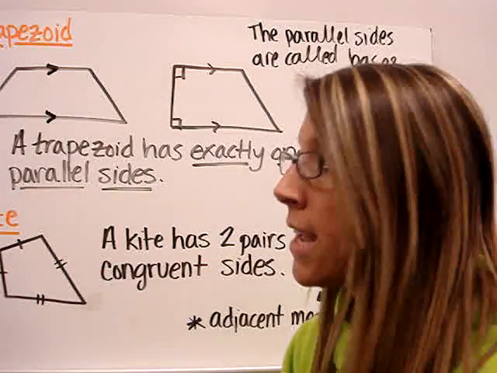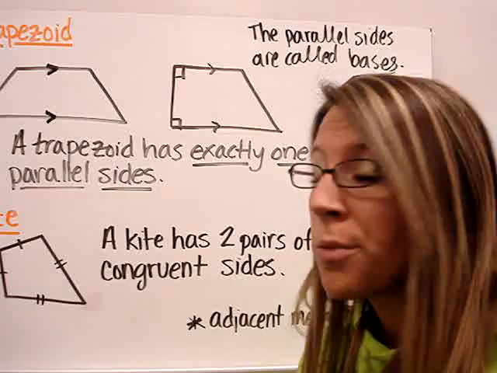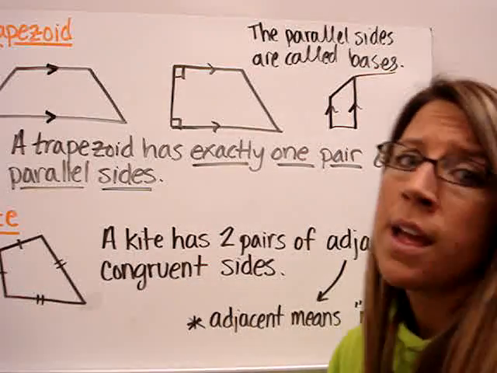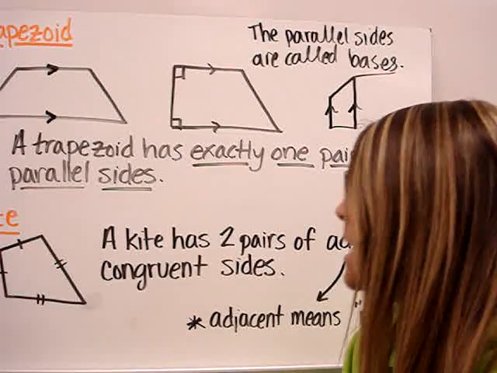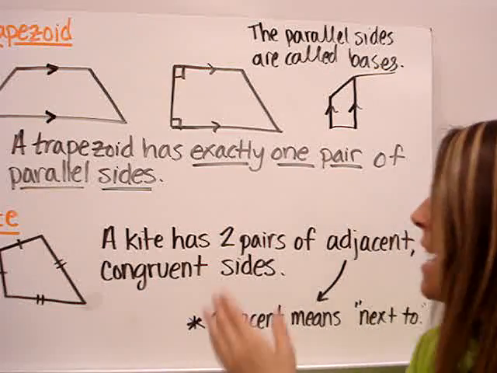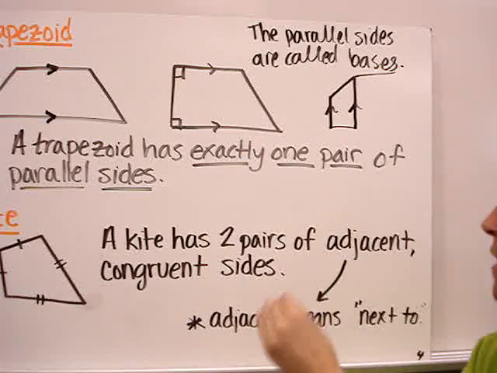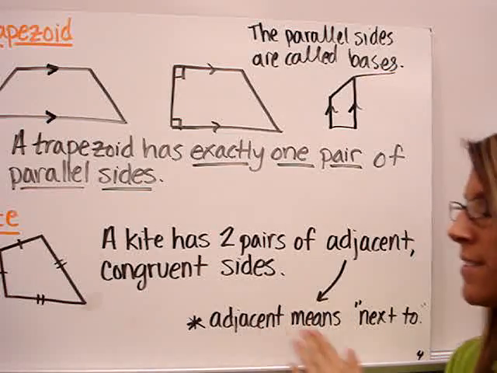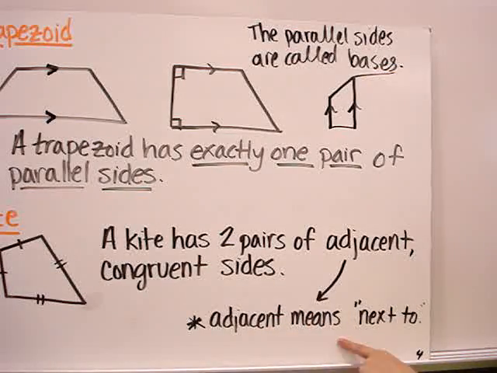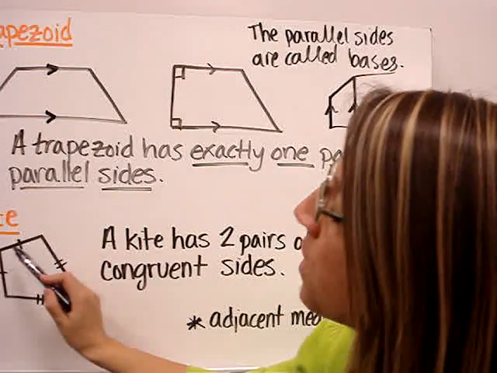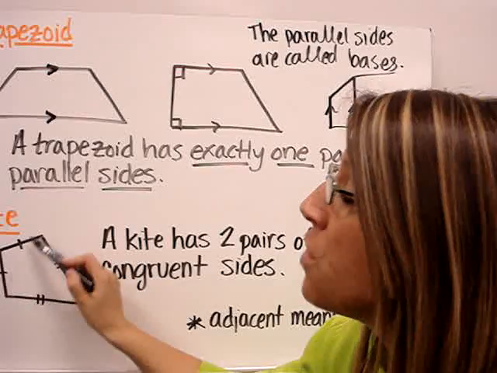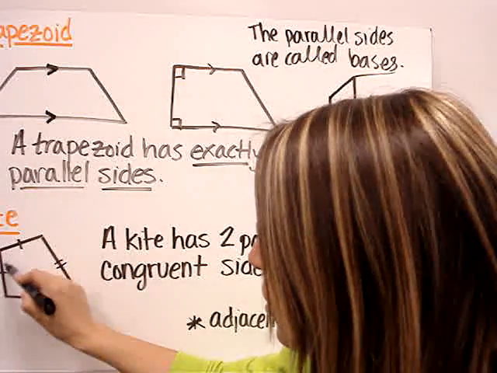Now a kite looks like an old school kite, one that you'd be flying with ribbons and string in the middle of spring and you're happy to be outside or at the beach, right? Now a kite, the definition, is that it has two pairs of adjacent congruent sides. The word adjacent means next to. So this side is congruent to this side, and they're right next to each other. See, they're touching each other.